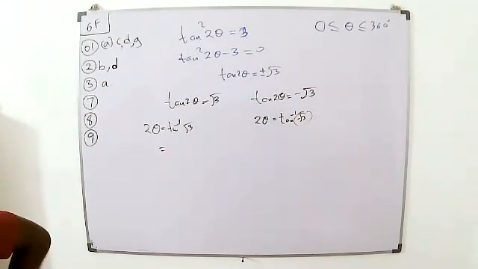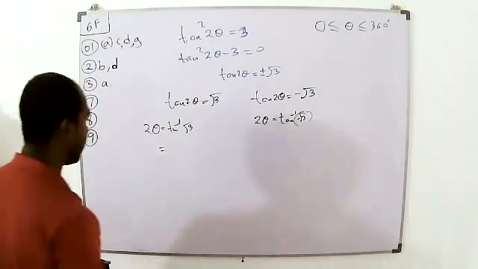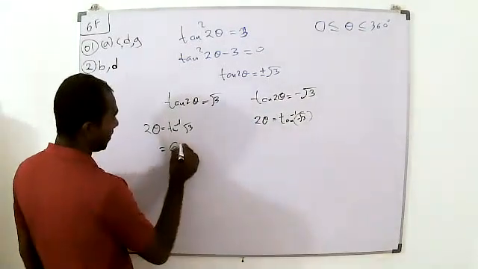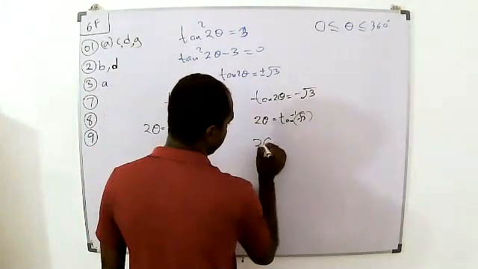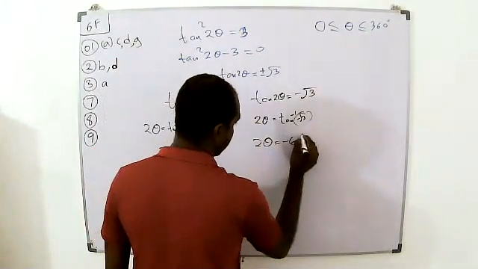Shift tan inverse square root 3. How much are we getting? 60 degrees. Now, if it is minus, it's going to be minus 60. Easy, you get plus 60 and minus 60. So 2 theta equals 60 degrees, and here 2 theta equals minus 60 degrees.